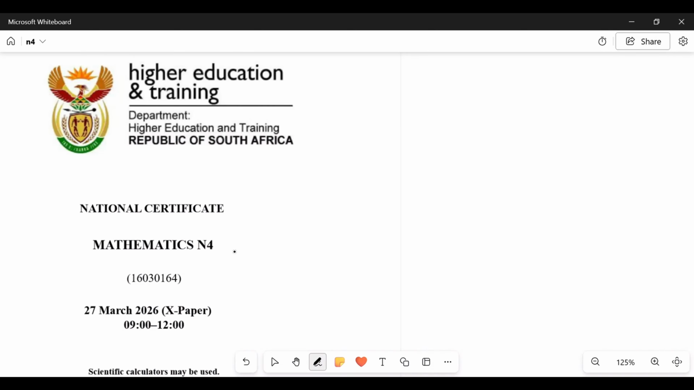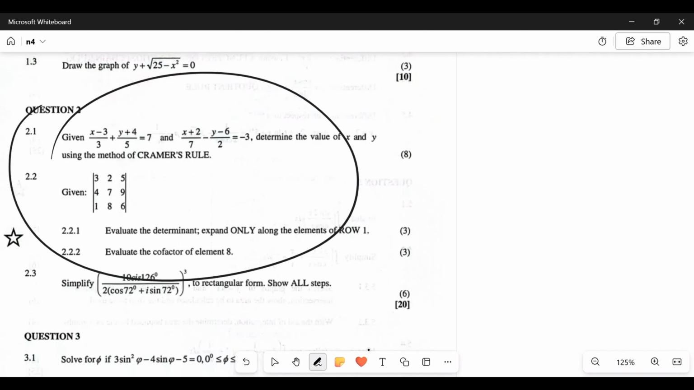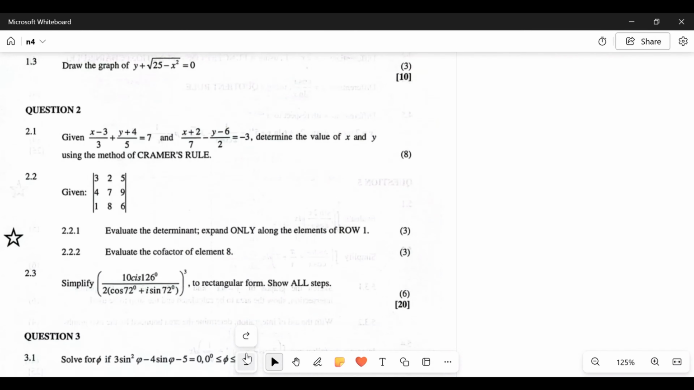Now we are done with the introduction. Let's look at question 2 and let's solve it. Here is our question 2. I hope you can see how I highlighted it. It has 3 questions: 2.1, 2.2, and 2.3, with 2.2 having 2 sub questions. So we're going to start with 2.1, and we're going to create some space so that you are able to solve it. So let's create some space and let's solve 2.1.